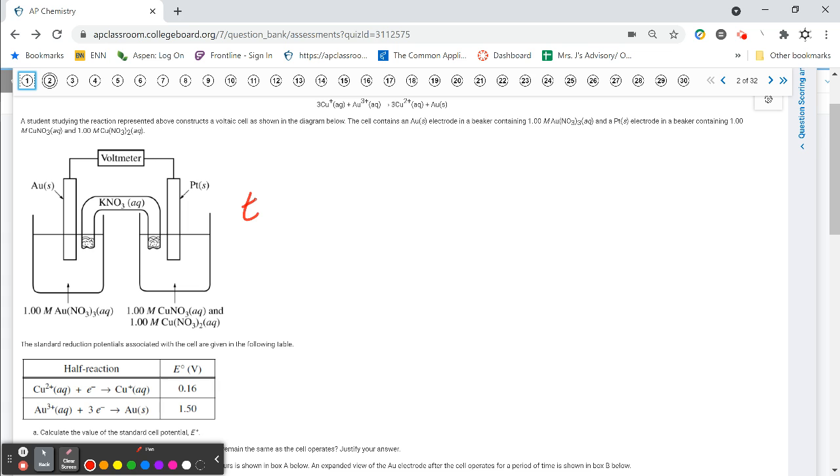So you would just do E cell is equal to E ox plus E reduction. So you are looking for the one that will oxidize compared to the one that will reduce. Now, both of these numbers are positive in their reduction potentials. Remember, these are for reduction reactions. So the one that will oxidize is the one that will be closer to zero or the more negative one, comparatively. 0.16 is less positive than 1.50.